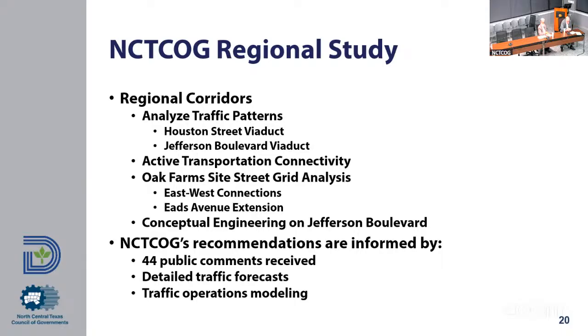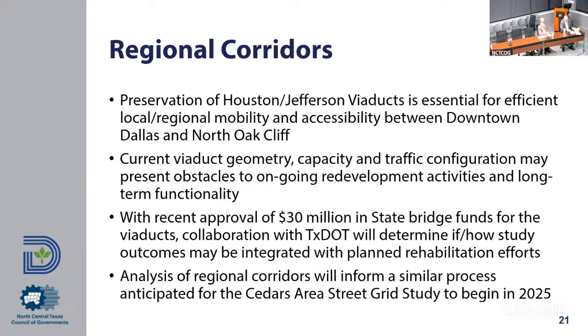How did we go about doing our work? We took the 44 public comments from the first public meeting. We went through detailed traffic forecasts through several computer simulations. And then we had Halff independently look at the traffic operations elements of the recommendation, so we had the appropriate sensitivity at the intersections with regard to the pedestrian and bicycle interface.